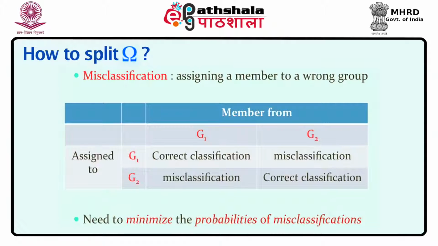So what we need to do is to minimize the probabilities of these misclassifications. So the chance of misclassification should be as small as possible. So you choose R1 and R2 in such a manner that these misclassification probabilities are as small as possible.